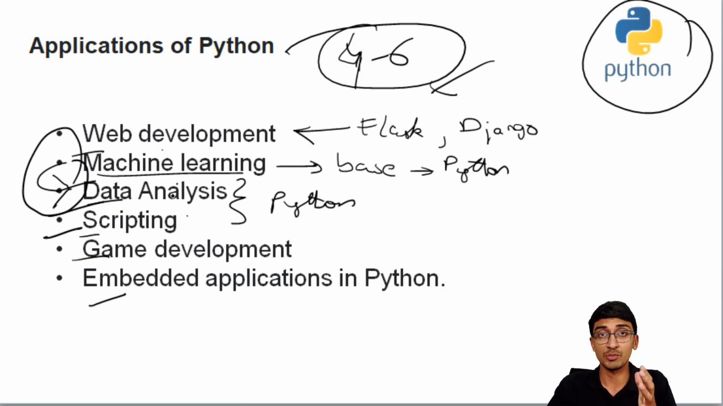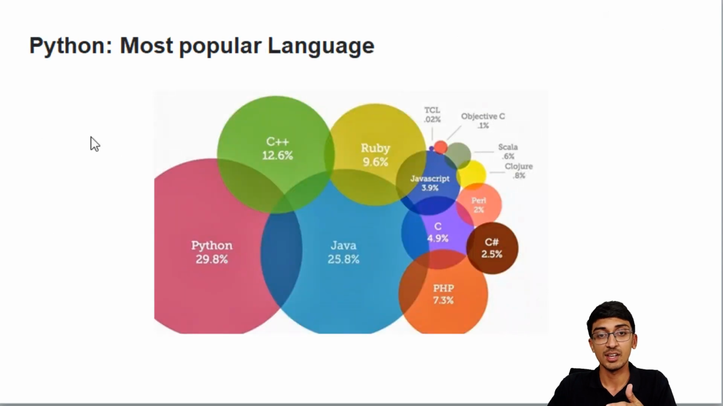But the base of all of these careers is Python, and you cannot make a better choice right now than Python. Just to show you the popularity of Python, this is a very recent chart about which is the most popular programming language, and as you can see, Python is the number one, with about 30% market share gone to Python. Java is also great, and we have a course on Java too.